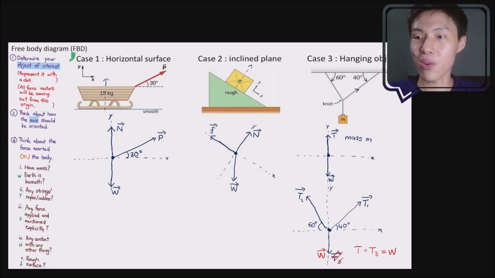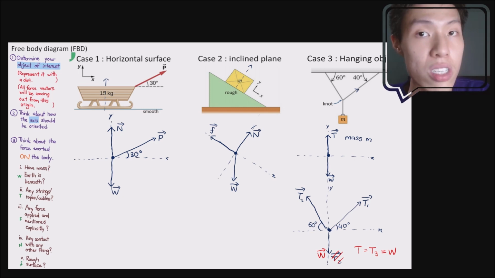Okay, so that's all I want to talk about for free body diagram. In the next few videos, we will talk about Newton's laws of motion.